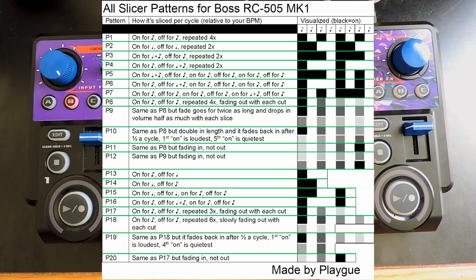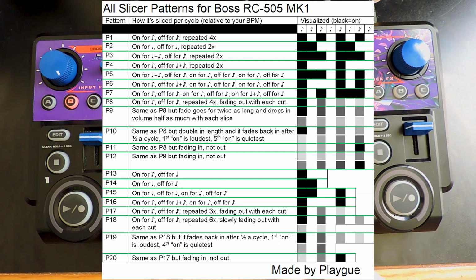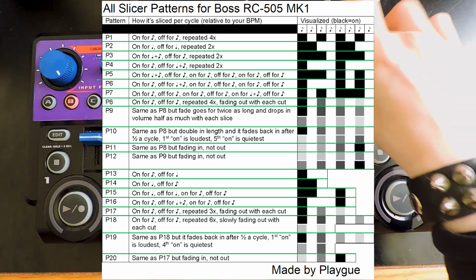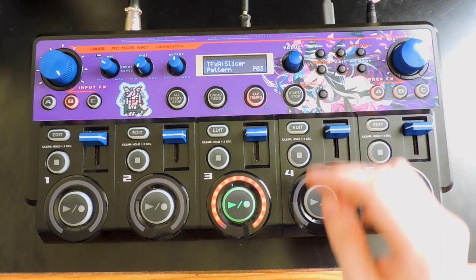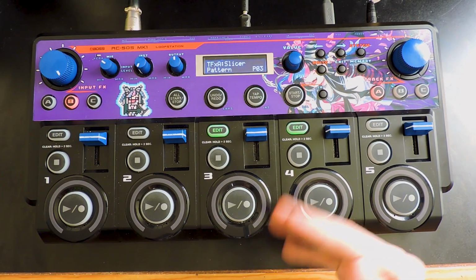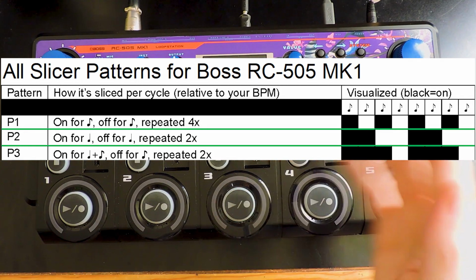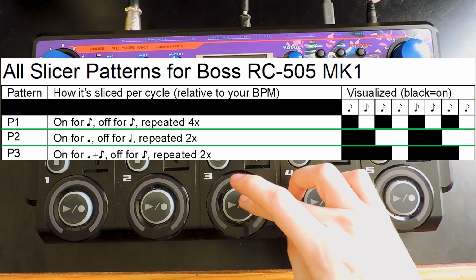The next column over is what it looks like visually. If you see a black segment, that means it's on. So the slicer is cutting that. Let's say we have a sound, and then we'll do a P3. If it's white, that means that area of the track is missing. If you see black, that is your music, your sound, whatever, and the white portion is what's being cut.